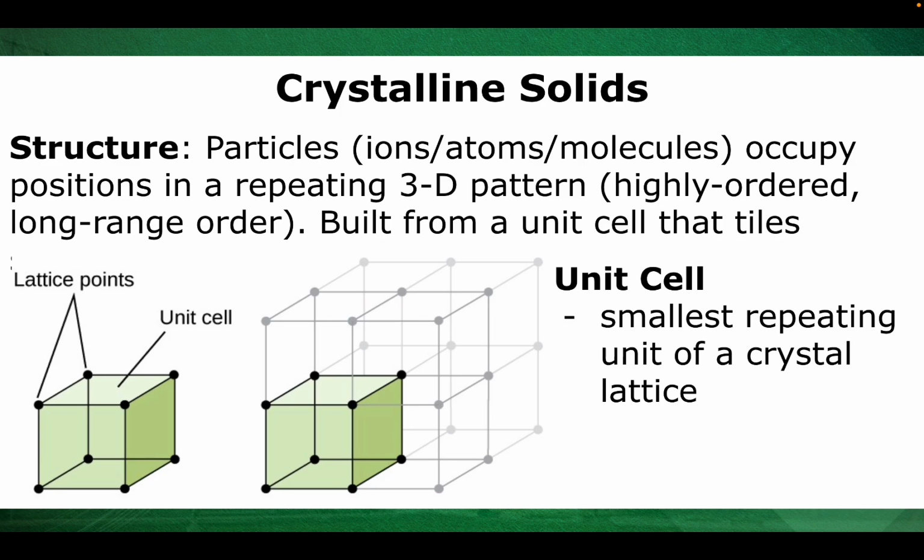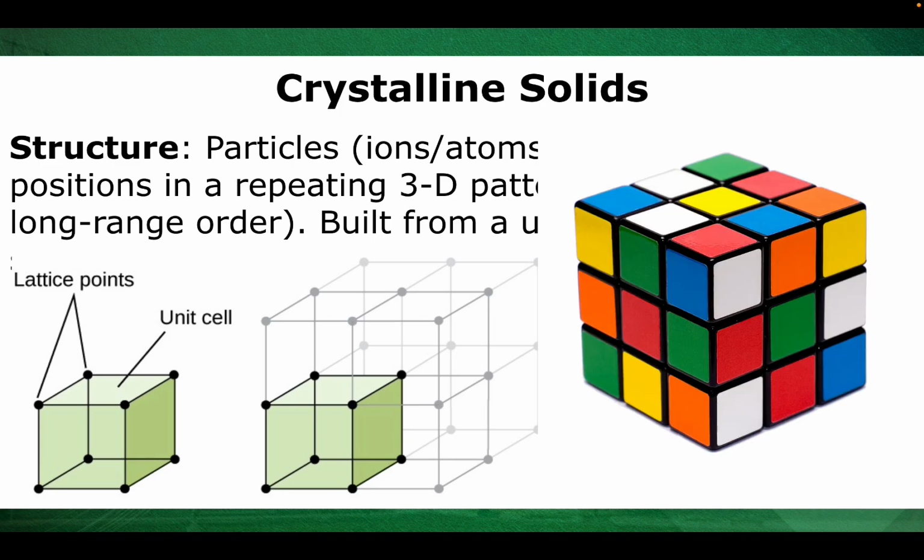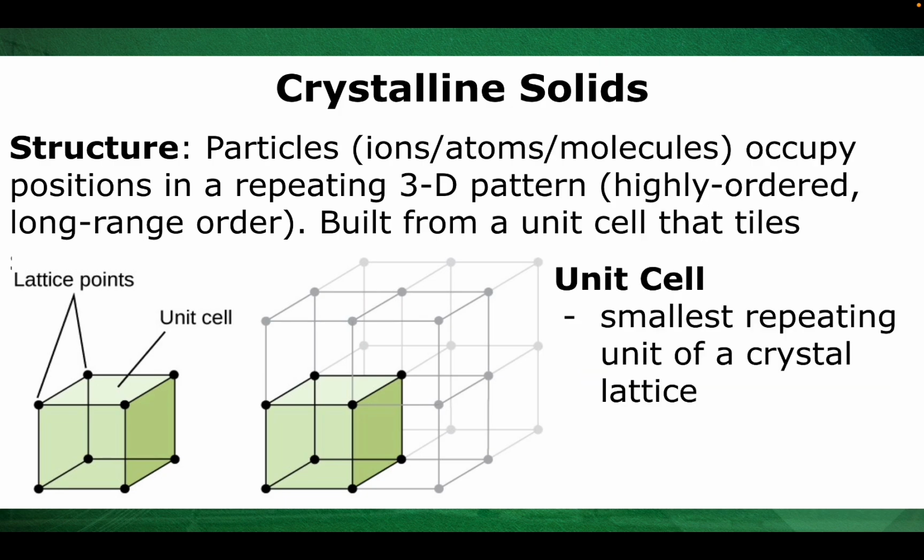I want you to think of a Rubik's Cube. Each cube is a unit cell. And when you build a Rubik's Cube, you will have a crystalline structure or a crystalline solid. So here's a unit cell. The points here are called the lattice points. This is where you can see the particles. When you build many of them, you will form a crystalline solid.